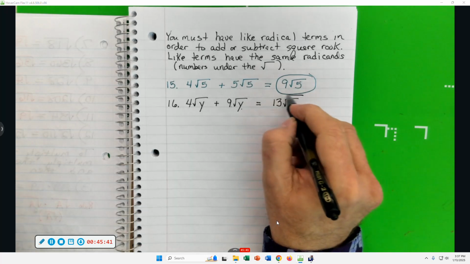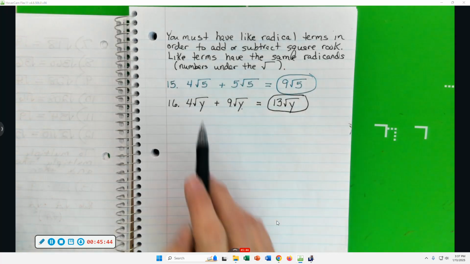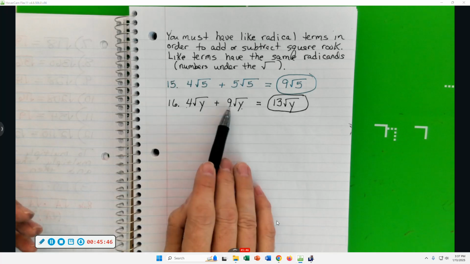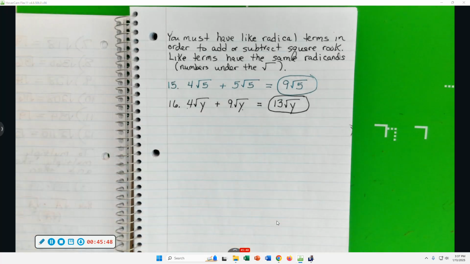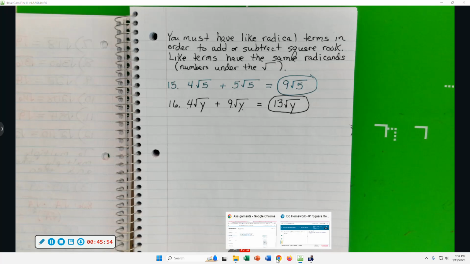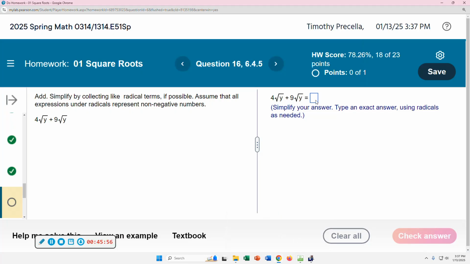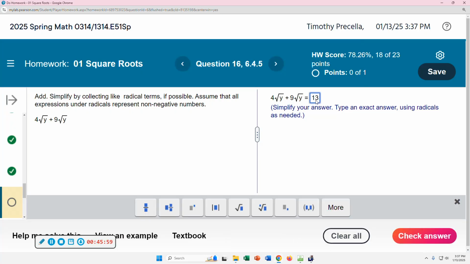The numbers in front are called coefficients, so we just add the coefficients. Okay. And you might be thinking, but wait a minute, what are we going to do if they do have different stuff? We'll get to that in a moment. So 13 square root of y.